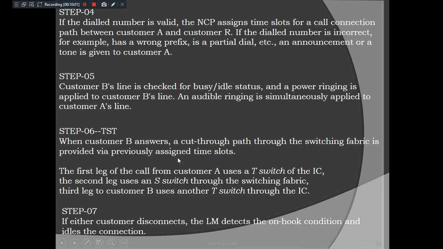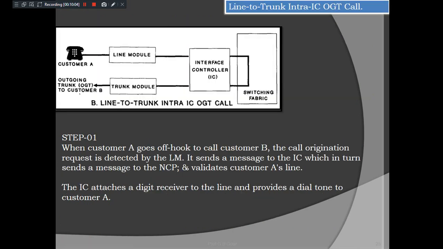So next we'll go for the line to trunk intra IC OGT call. Line to trunk interface controller outgoing trunk call. OGT means outgoing trunk call. Let us see what is the connection here.